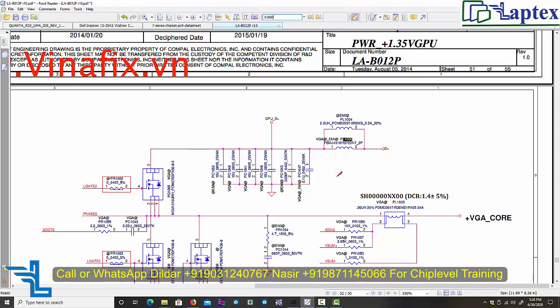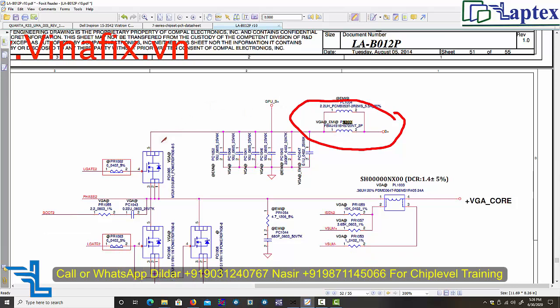PL1000. Now you can see that B plus voltage is coming through this coil. As I have described, it is coming on the drain of the high drive MOSFET. So 19 volt is coming on the high drive, on the drain side. If we isolate it from this coil, then I think the area has been separated.